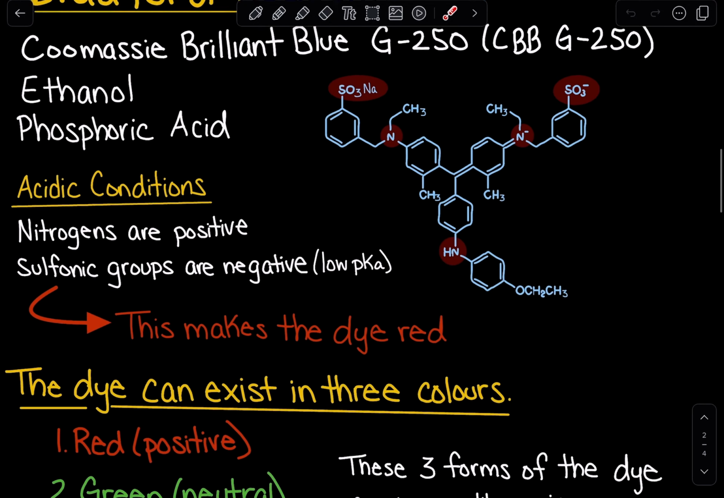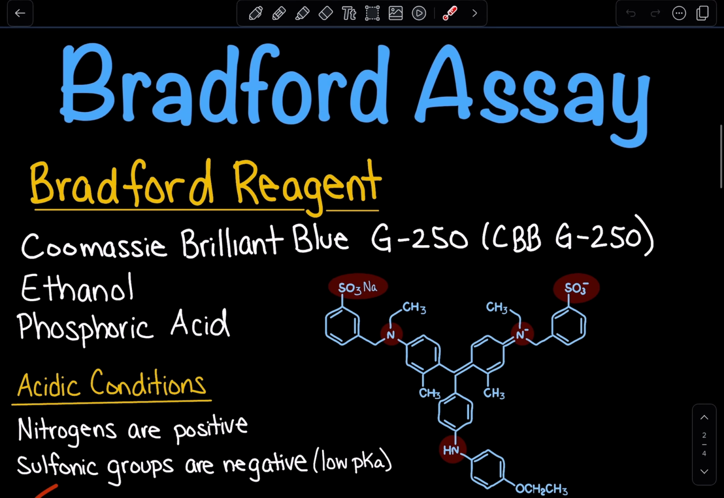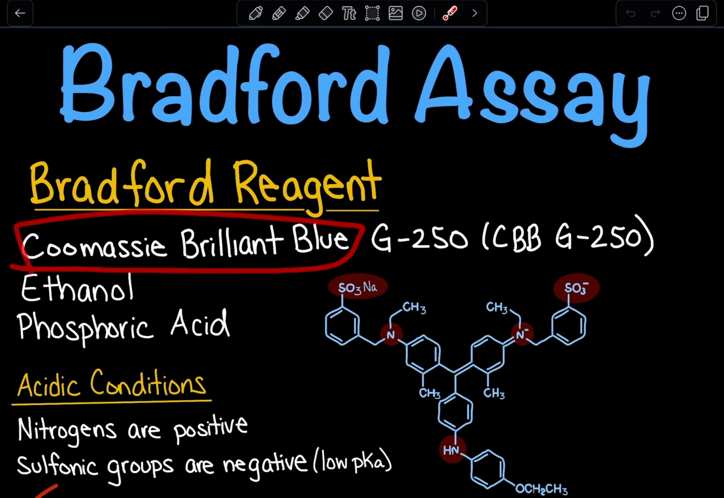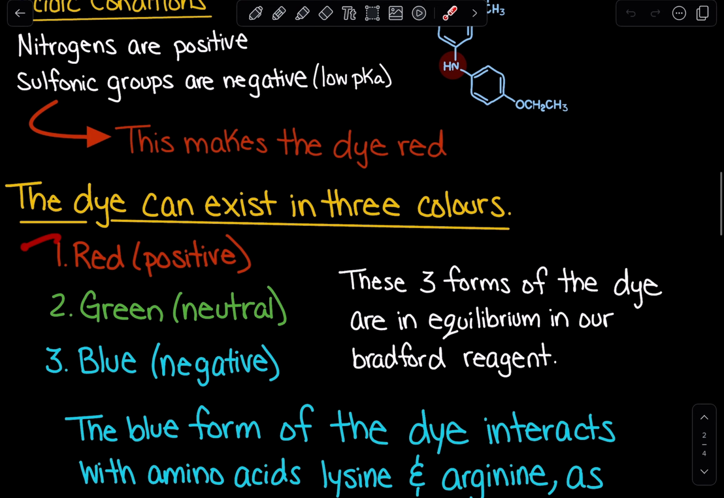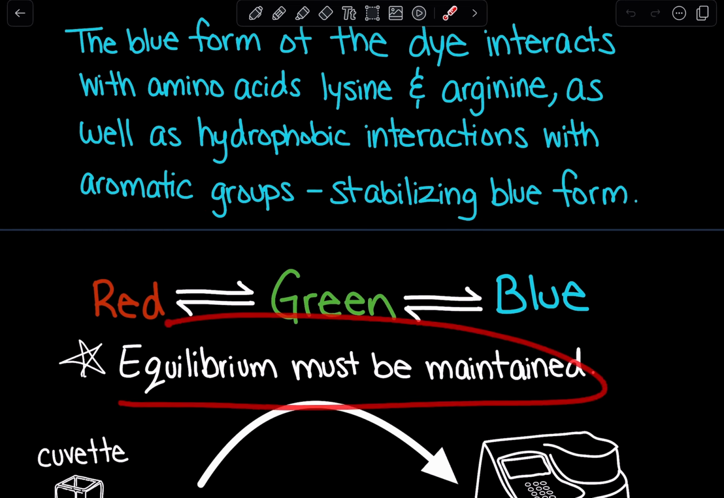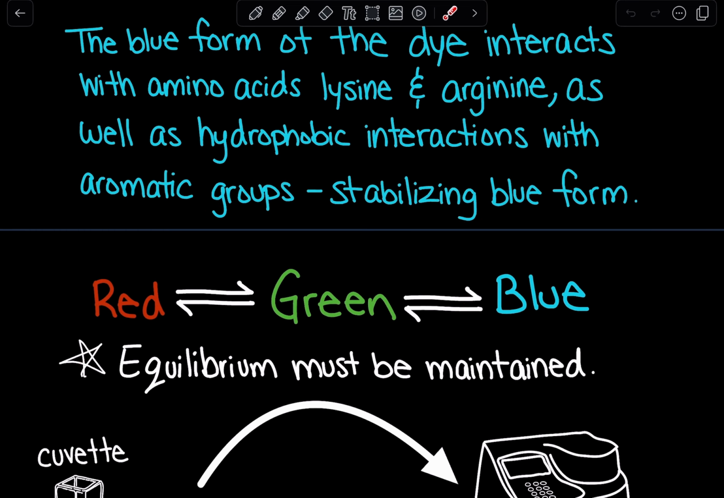But what's important to understand is that the Bradford assay, it is composed of this Bradford reagent, which has this dye that exists in 3 different forms. And these 3 forms must be maintained in equilibrium. And when the blue form goes on to interact with the protein, that red form, some of it is converted into the blue form to maintain the equilibrium. And as a result, we move towards a blue color.